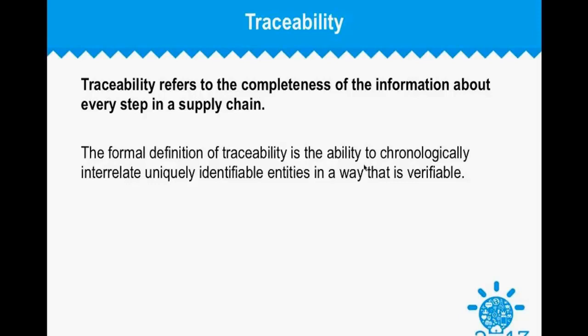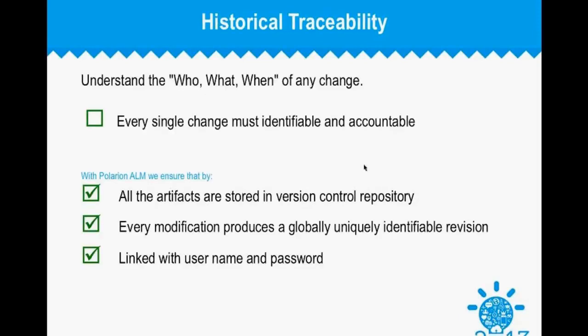Traceability is the ability to prove, to verify that the requirement has really been tested for the release. There are two primary channels to view traceability. The first I call historical traceability. The requirement is that you need to understand who, what, and when for any change. And this is simple. Every artifact with Polarion, even all the imported diagrams from MatLab, is stored in our version control repository.